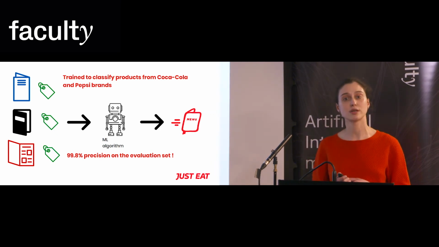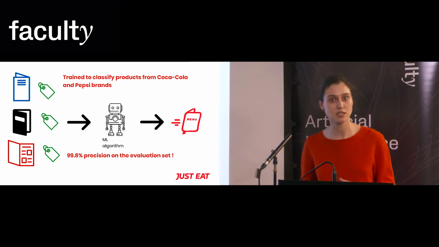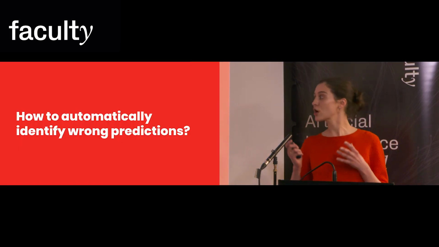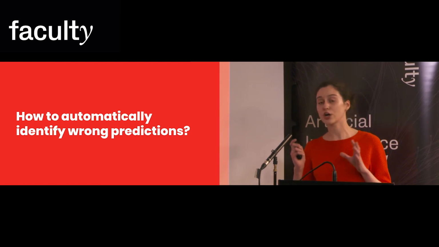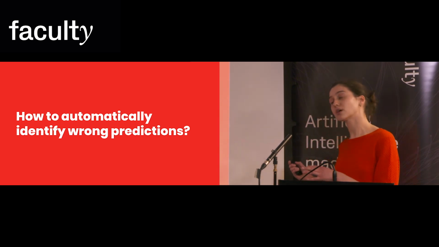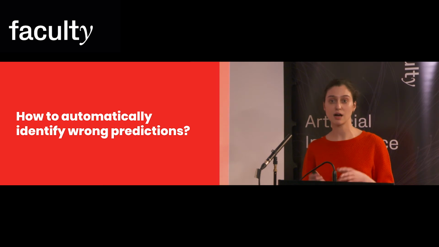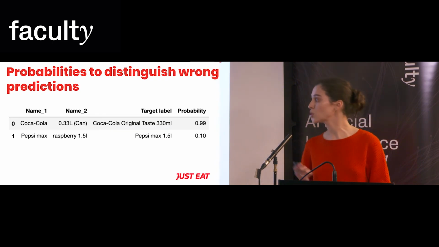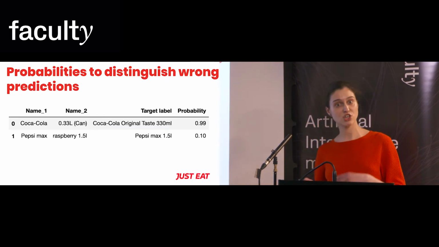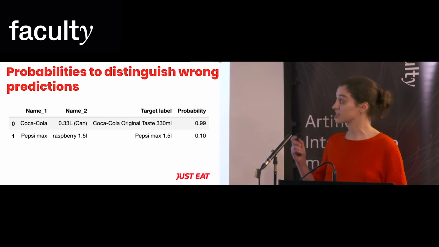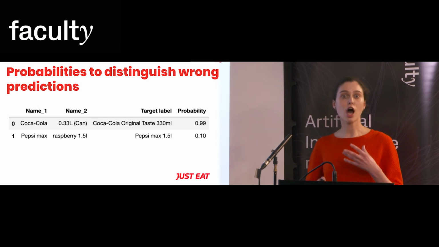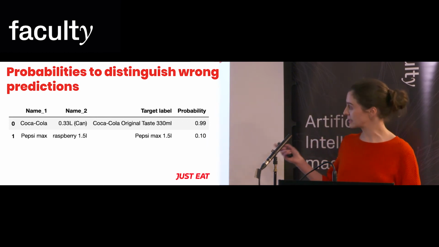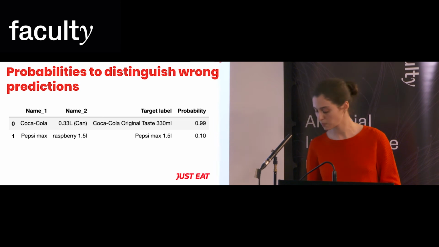Despite this high precision, my algorithm was still making mistakes. So we want to know how to automatically identify wrong predictions. And in order to answer this question, I incorporated probability estimates in my classifications. So what do I mean by that? Here you can see an example where my classifier makes a correct prediction and a wrong prediction. When it makes a correct prediction, the probability associated with this prediction is high. However, when the prediction is wrong, the probability associated with it is low.